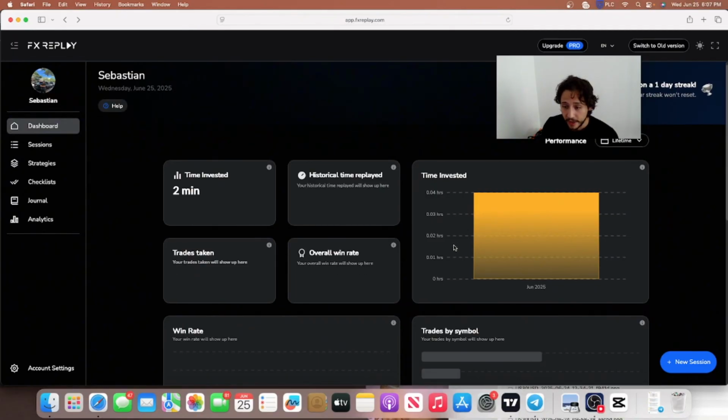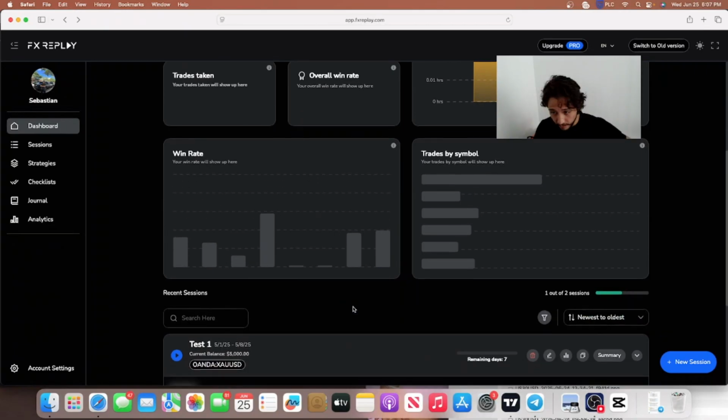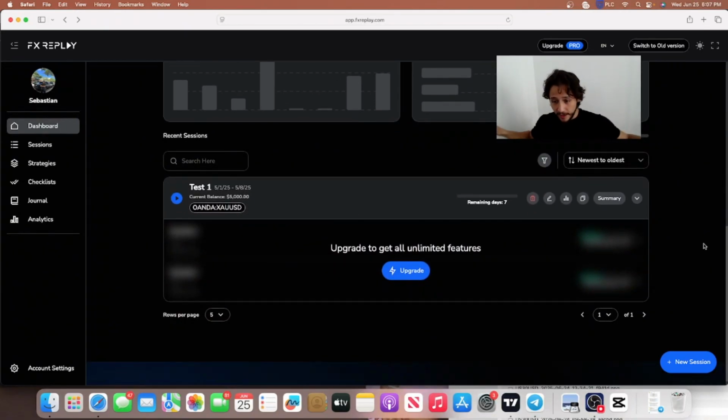This over here is the dashboard. As you guys can see, it's pretty cool. It's very nicely designed. You have the trades taken, the overall win rate, the historical time. So pretty much it collects your data of every single backtest that you are doing. This is pretty cool because it shows you any type of pair that you trade.